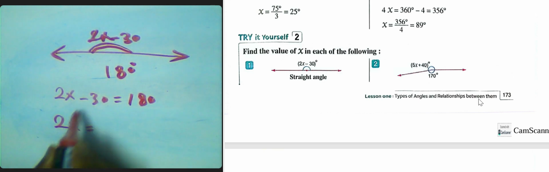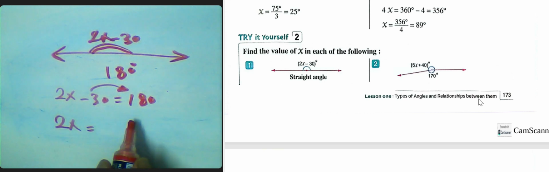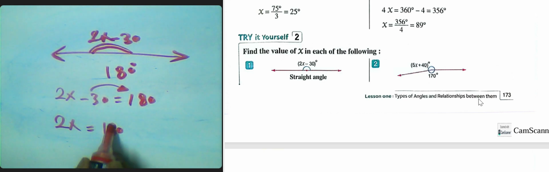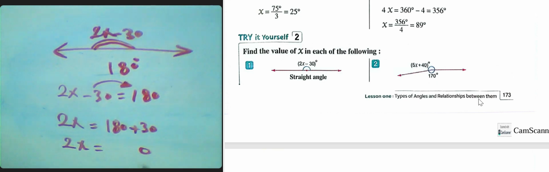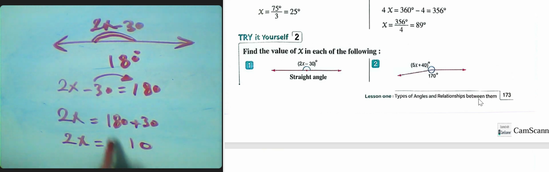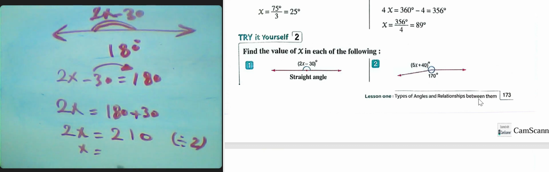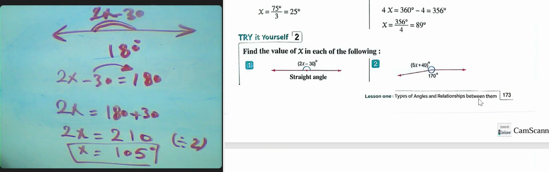Then 2x equal, we can move the negative 30 to the right-hand side by changing the sign. Write 180 plus 30. 0 plus 0 equals 0, 8 plus 3 equal 11, write 1 and carry 1. Then the result will be 210. Next step, divide by 2 to find the value of x. 2 divided by 2 is 1, and 10 divided by 2 equals 5. Then the measure of angle x equals 105 degrees.